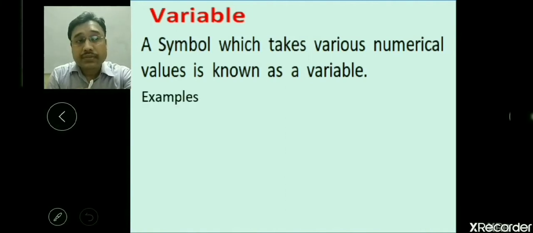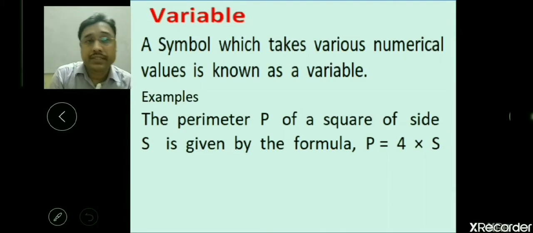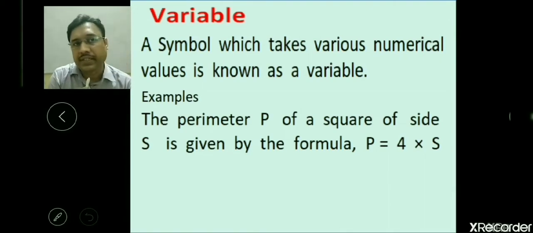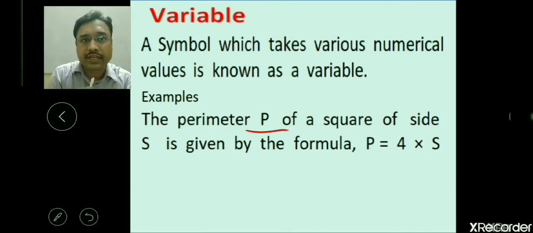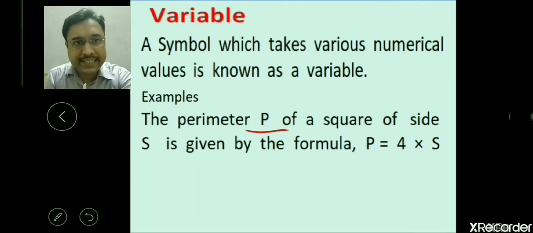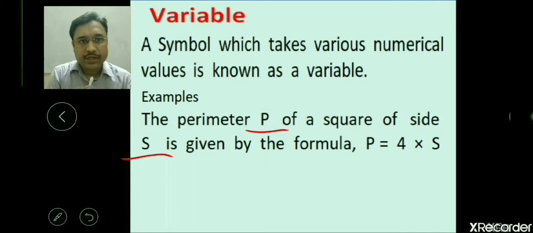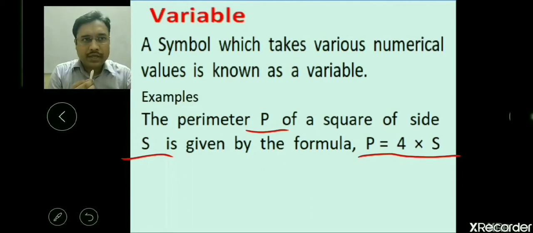Example: try to understand this statement. The perimeter P, I am writing the perimeter with the letter P, and this is working like a variable here. The perimeter P of a square of side S, here the side is S, is given by the formula P equals 4 into side, that means perimeter equals 4 into side. So here P and S are the variables in which we can put any numerical value. That perimeter value depends upon the side.